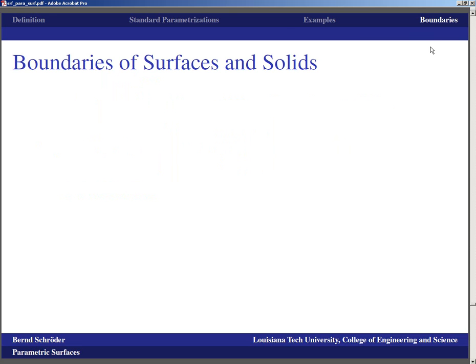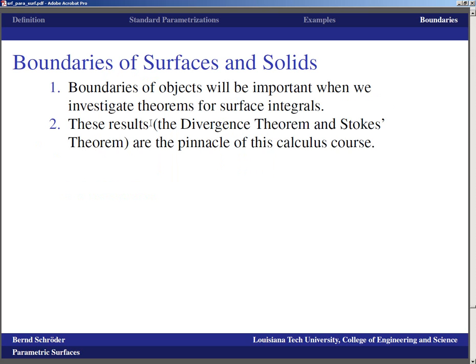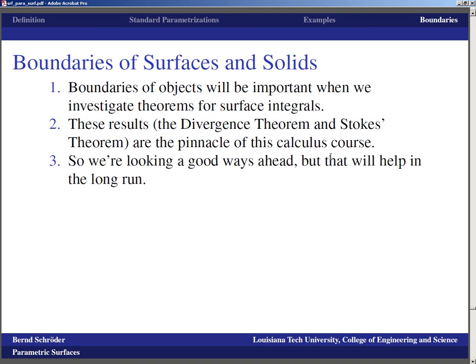And now, finally, we're going to talk about boundaries of surfaces and solids. Boundaries of objects will be very important when we investigate theorems for surface areas, for surface integrals. And so we are looking way ahead right now. However, these results, which are the divergence theorem and Stokes theorem, are the pinnacle of this calculus course and of pretty much any calculus course. They are very important. They are fundamental for physics because they are the mathematical manifestation of important physical phenomena.